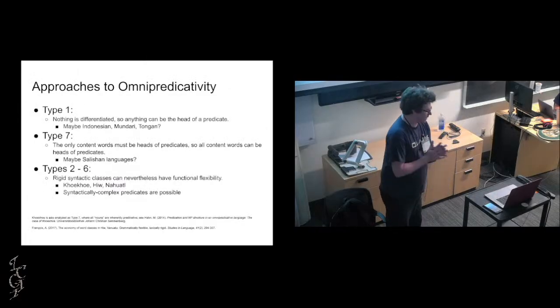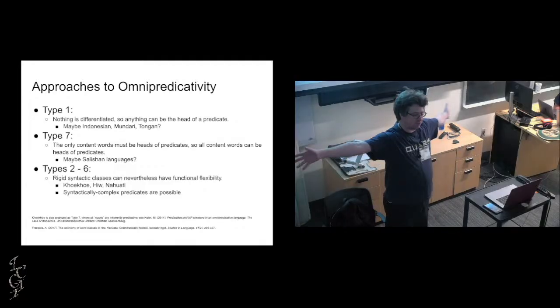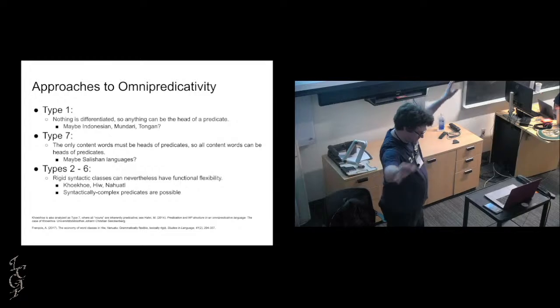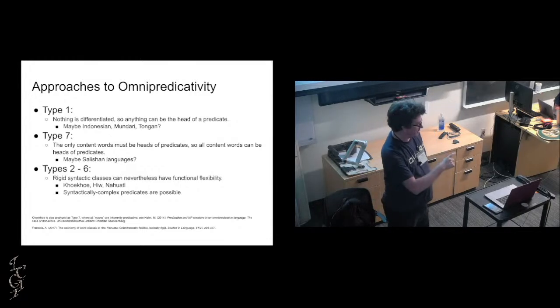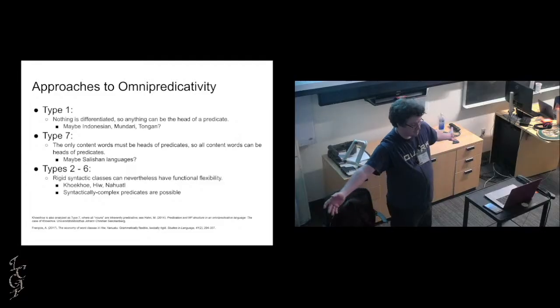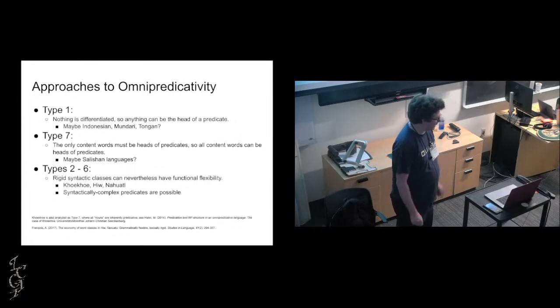So, what does this mean for omnipredicativity? Type 1. If you only have one part of speech in lexical parts of speech, not functional words, again, you could have as many types of functional words as you want. If you only have one lexical part of speech, then they all behave the same, and you need something to be the head of a predicate phrase. So therefore, everything that is in your lexical class can be the head of a predicate phrase.